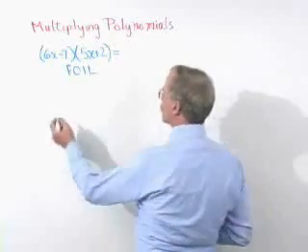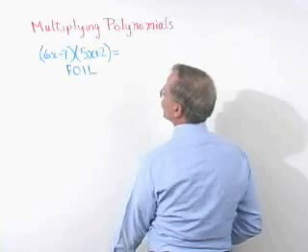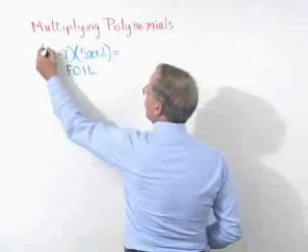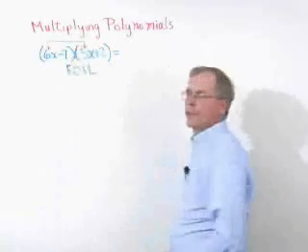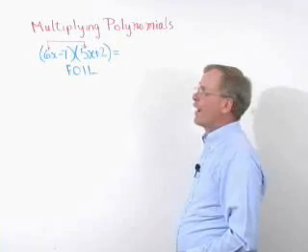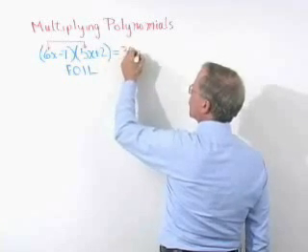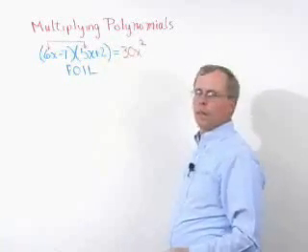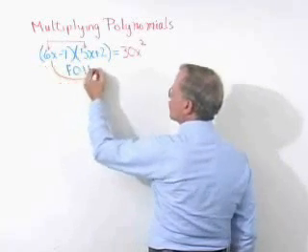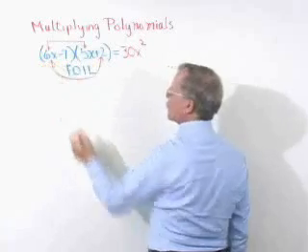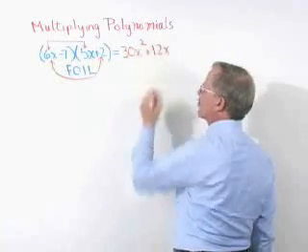So if we're going to multiply the first terms together, then what we'll multiply is the 5x and the 6x, because they're the first term in each of the two binomials. And that would give us 30x squared. Next, we'd multiply the outside terms, which would take us 6x times 2, which is 12x.